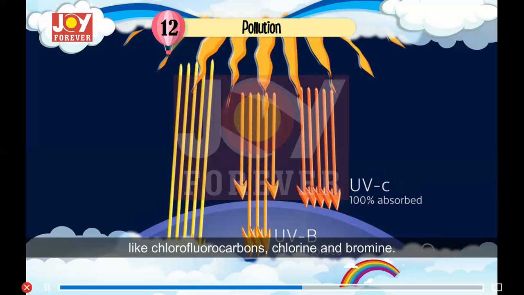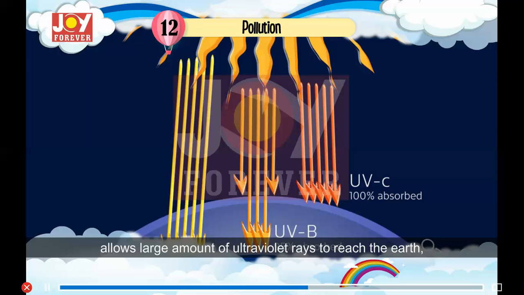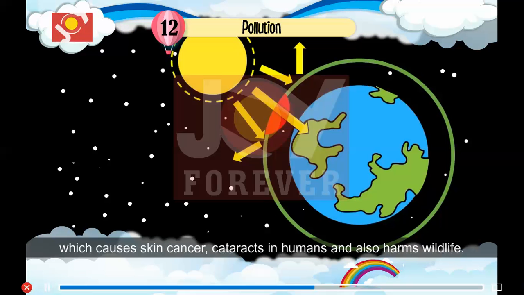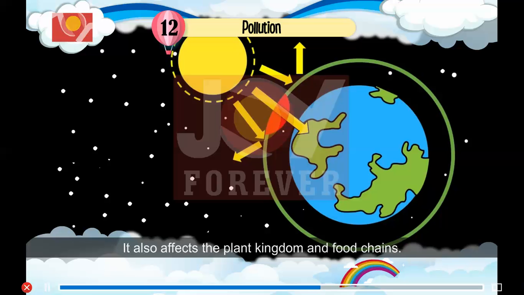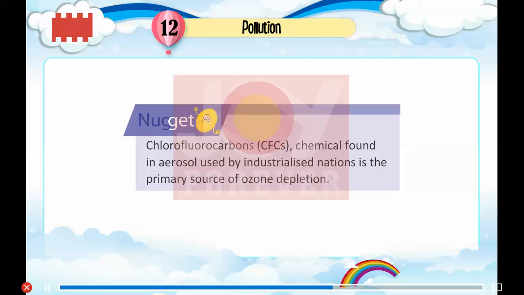chlorofluorocarbons, chlorine, and bromine. Such depletion or hole in the layer allows large amount of ultraviolet rays to reach the Earth, which causes skin cancer, cataracts in humans, and also harms wildlife. It also affects the plant kingdom and food chains. Scratch your brain. What are the other warming gases which form ozone hole? Nugget. Chlorofluorocarbons, CFCs, chemical found in aerosol used by industrialized nations, is a primary source of ozone depletion.